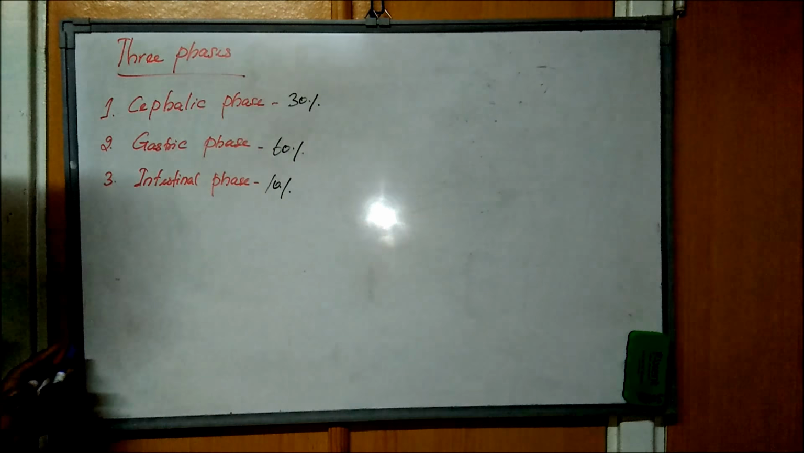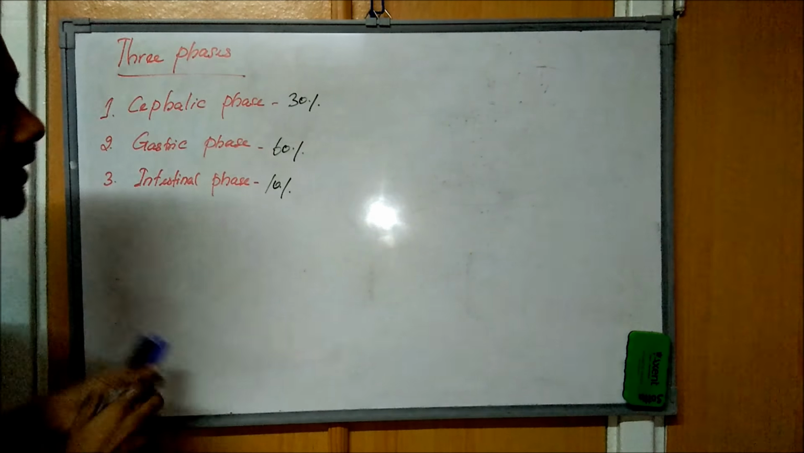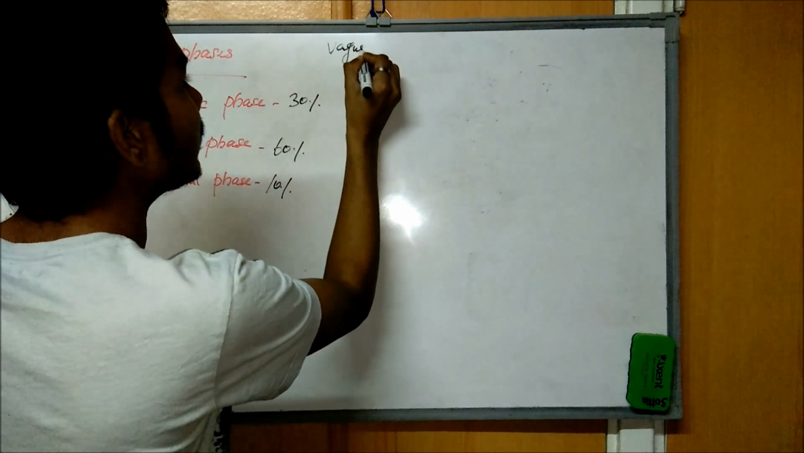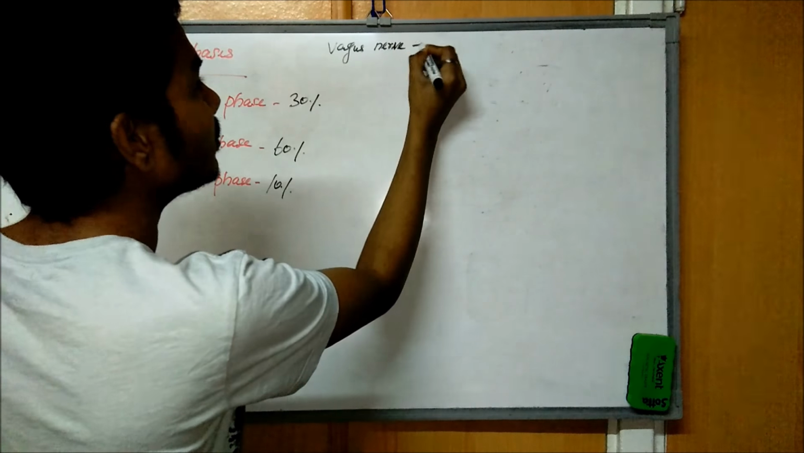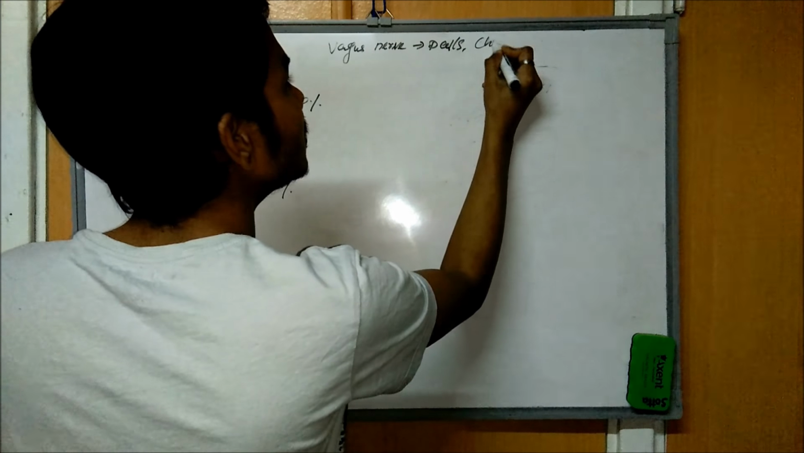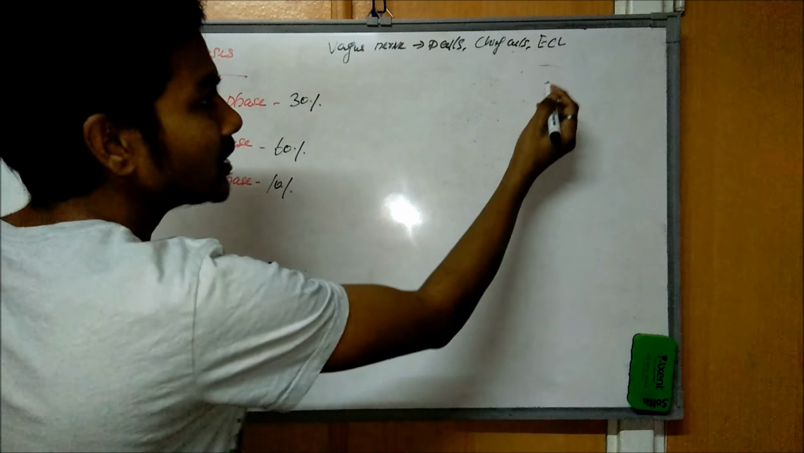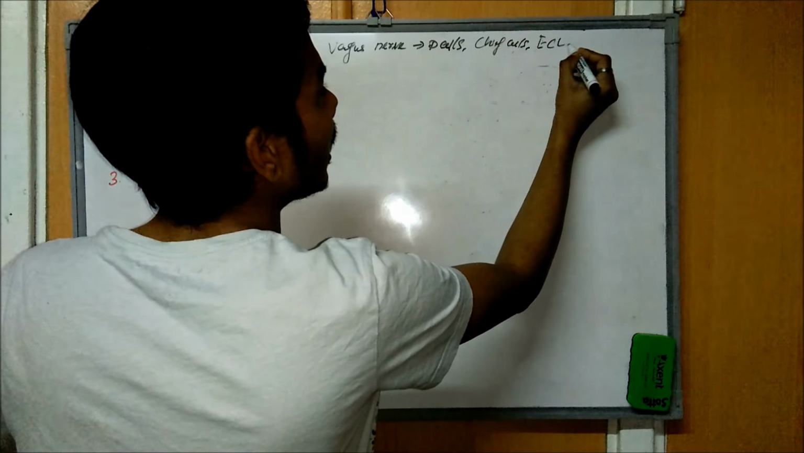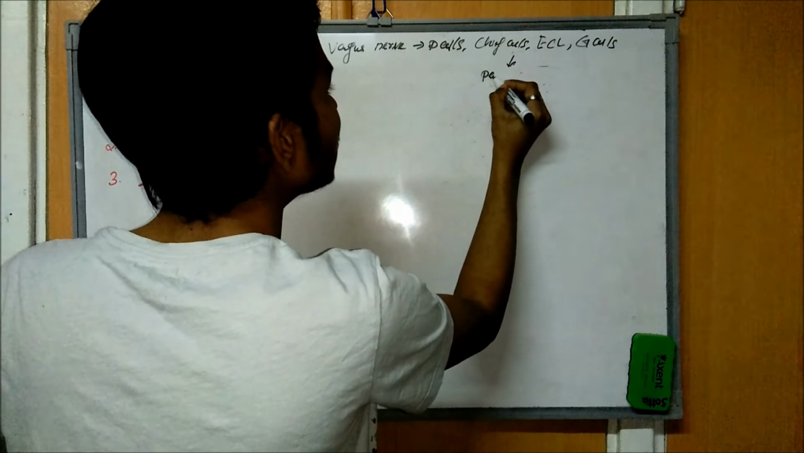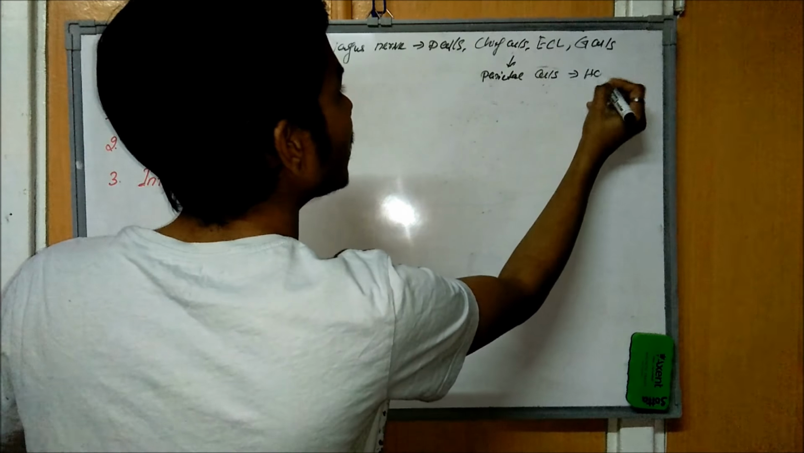In the cephalic phase, the 30% of HCl is stimulated primarily by the vagus nerve, which will stimulate the D cells, chief cells, enterochromaffin cells, and then G cells, and then these cells will stimulate the parietal cells, which leads to production of HCl.